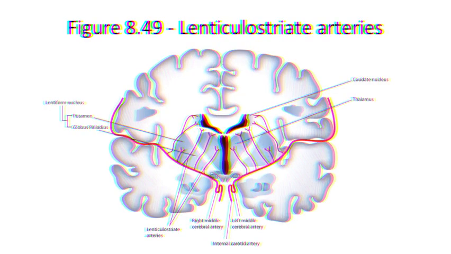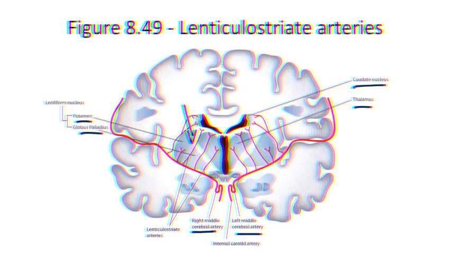This is figure 8.49, which provides a coronal view of the lenticulostriate arteries. Notice that the lenticulostriate arteries are branches of the middle cerebral arteries. So we have the right middle cerebral artery and the left middle cerebral artery. It's important to know that the lenticulostriate arteries supply blood to the internal capsule and basal ganglia. We can see the internal capsule right here, as well as the basal ganglia. We have the putamen, the globus pallidus, the caudate nucleus, and the thalamus.